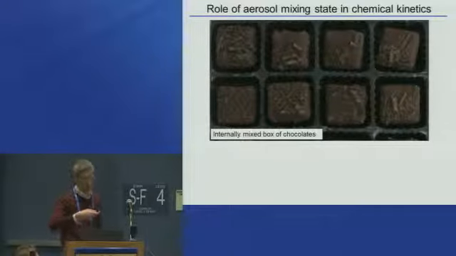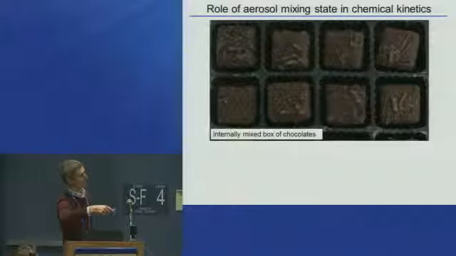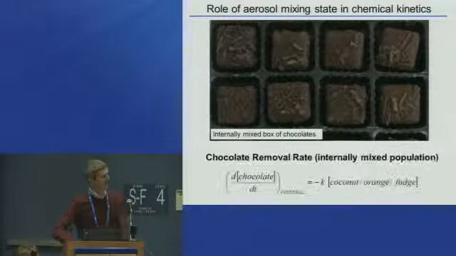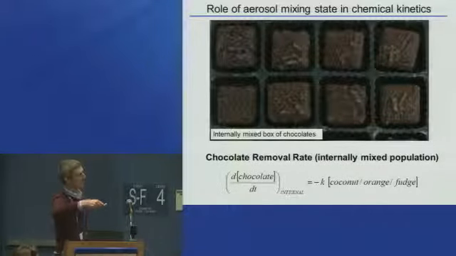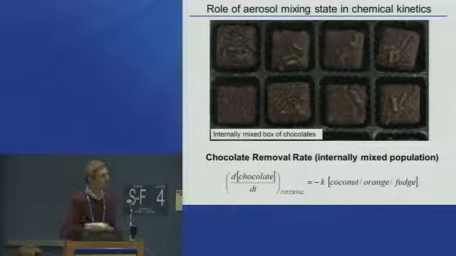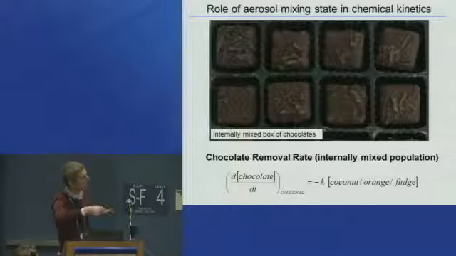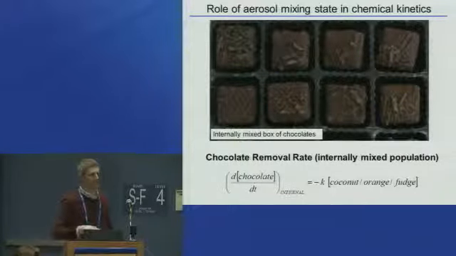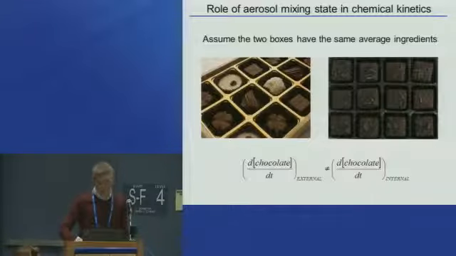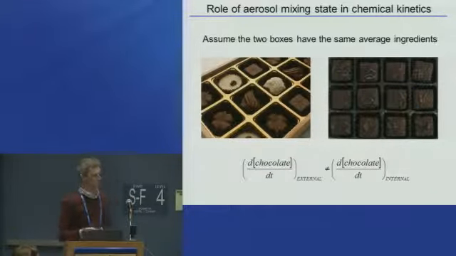Now, if you have an internally mixed box of chocolate, right, you don't need to know all that much. If I want to calculate the chocolate removal rate from this box, I need to know the rate constant for each one of these pieces. They're all the same. Maybe there's some smushing on the edges, but for the most part, this is a reduced system. Now, the question becomes is how we think about our boxes of chocolate.